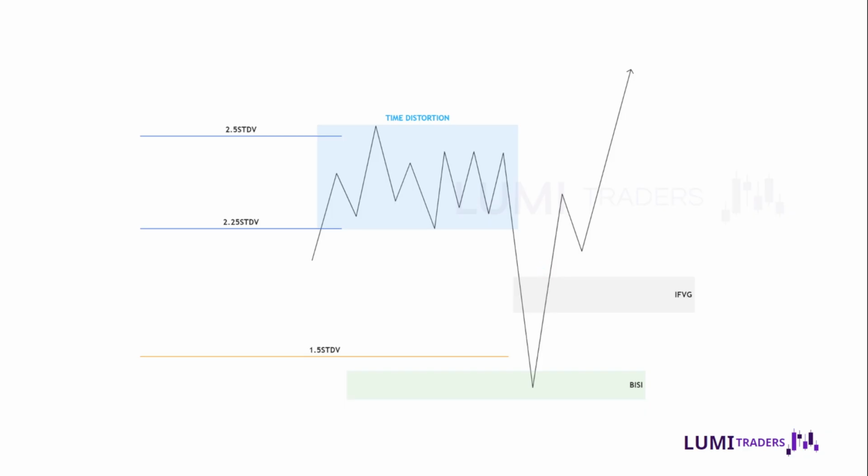You probably want to ask, do I need to wait for the test of inversion fair value gap? Nope. You can enter at the very next candle that actually closed above this fair value gap. At the open of next candle, stop loss anyway will be right here.